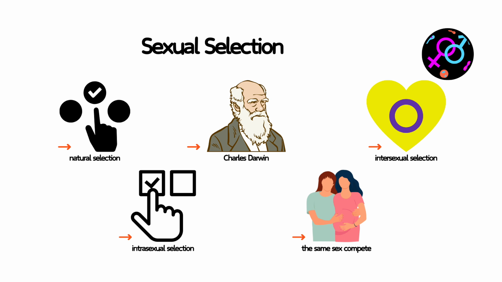There are two main types of sexual selection: intersexual selection, where individuals of one sex choose mates based on certain desirable traits, like peacock's tails, and intrasexual selection, where individuals of the same sex compete for access to mates, like the antlers of male deer used in fights.